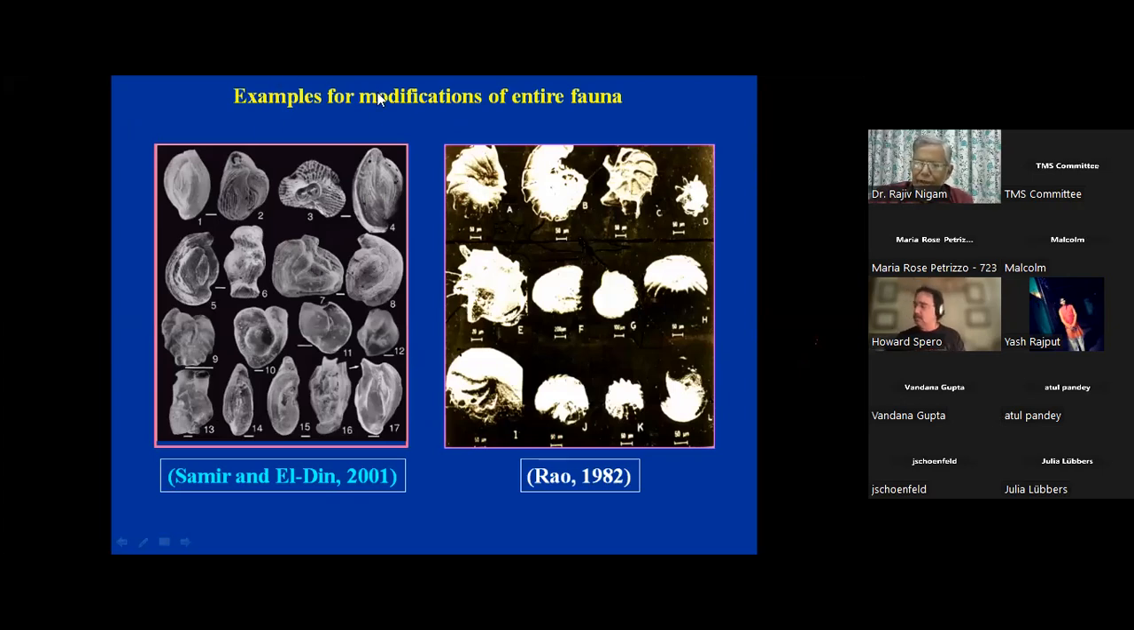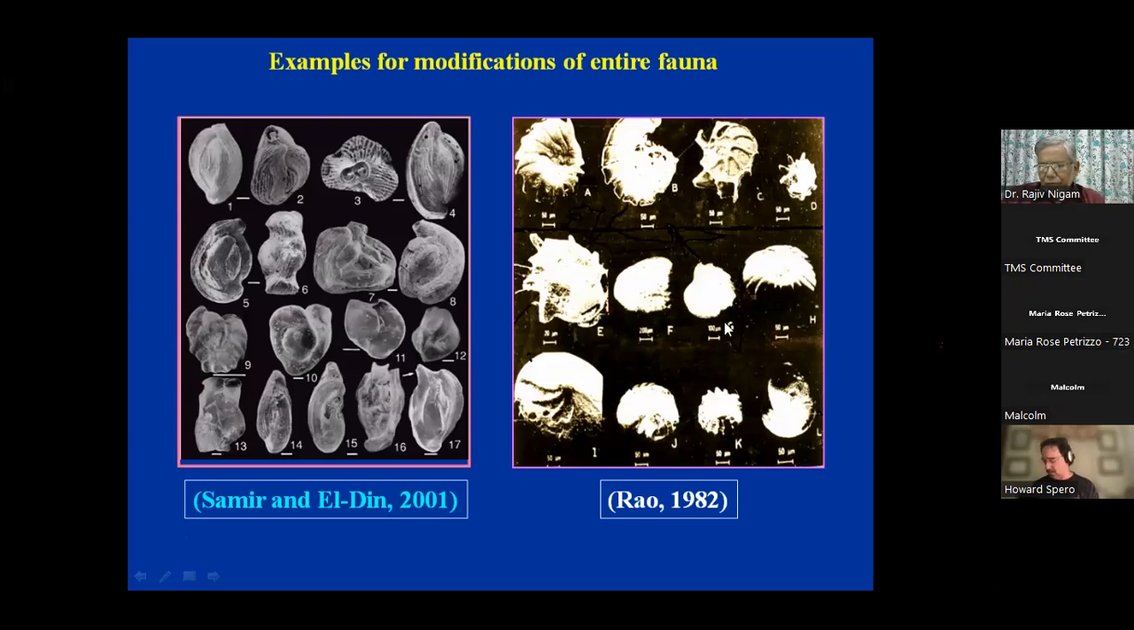And then when the entire fauna is affected, see here, almost every species' specimens are abnormal in nature. And when acidic pollution is there, you can see the corrosion. All the outer layers, wherever the soft sediment was there, got dissolved.